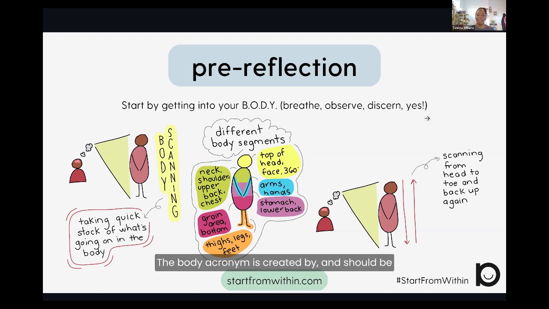The BODY acronym is created by and should be credited to Elsa Menéndez, who is an amazing educator, facilitator, coach, artist in the Albuquerque, New Mexico area. I've had the pleasure of working with her for the past, I don't know how many years now. We were co-facilitators and continue to co-facilitate the Wild Leadership Retreat, which is a part of the Sophia Center for Professional Development. So let's again drop into our body.